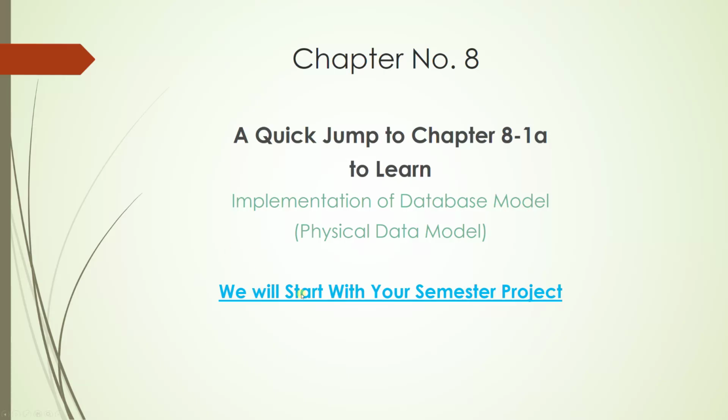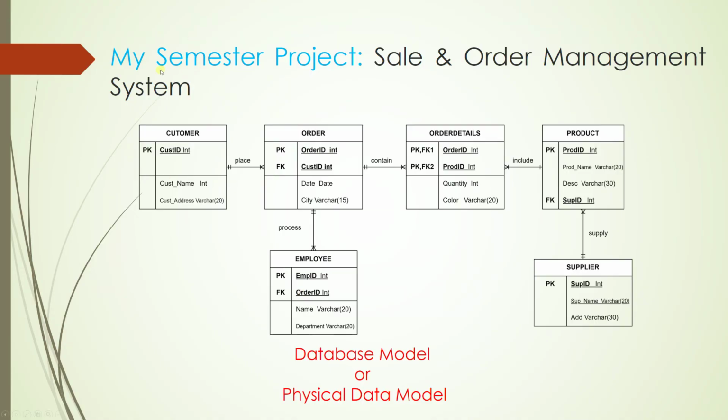As we are already working on a semester project and each student has their own project, for example, I am going to implement my semester project, a sale and order management system. The conceptual, logical and physical data models have already been created. One customer places orders which are managed by many employees, and each order contains different products which are provided by different suppliers. So how could we implement it?